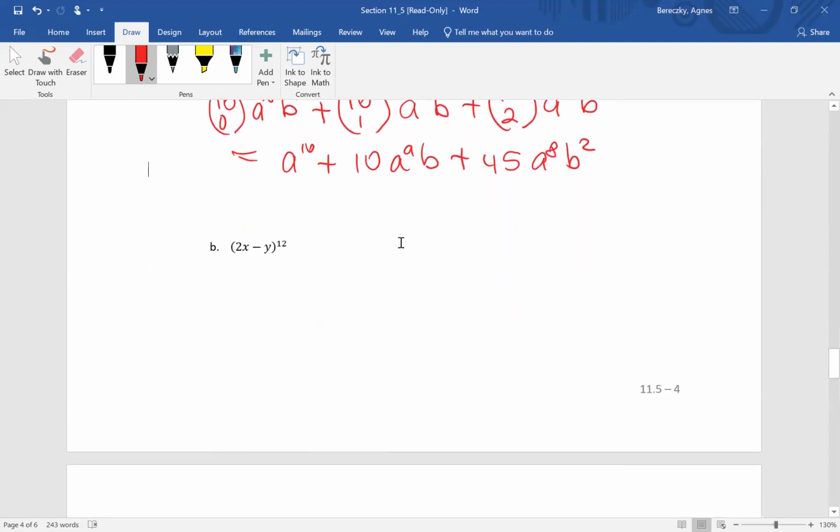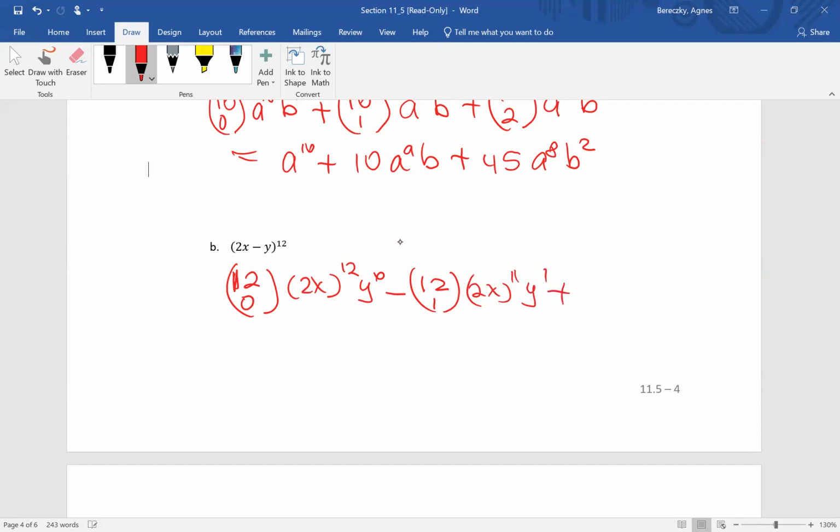Again, we're doing the first 3 terms only, so 12 over 0, we have 2x to the 12th power y to the 0, minus, again we are alternating, 2x to the 11, y to the first, plus 12 over 2, 2x to the 10, and then y squared. This is when you can use your calculator. So this is a 1. This is a 1. Then you use your calculator.